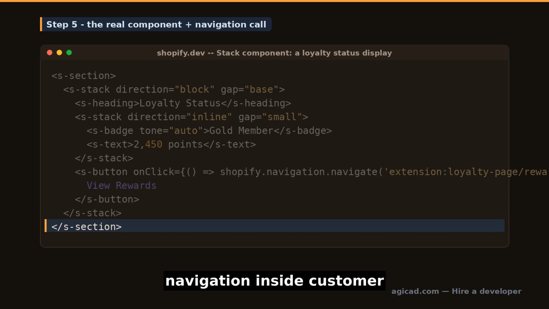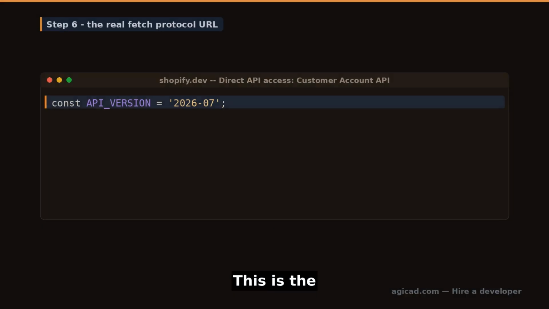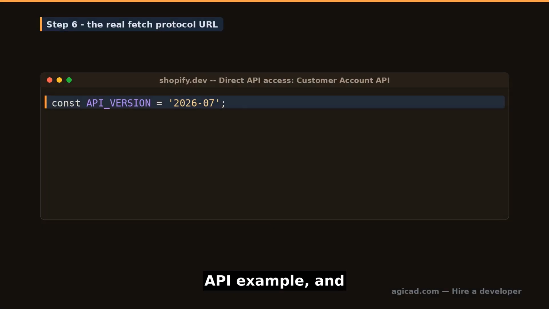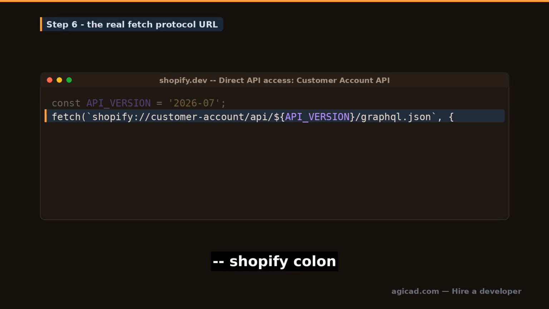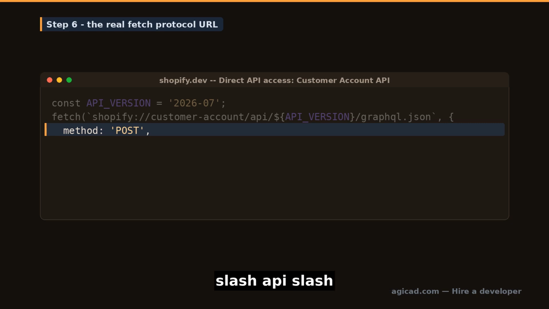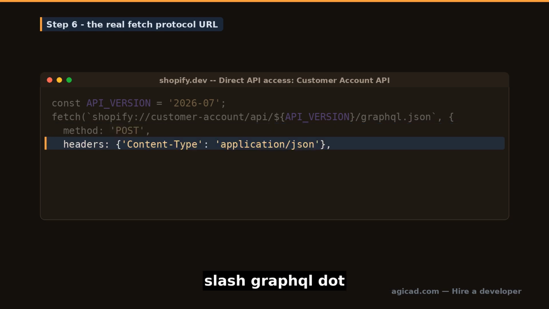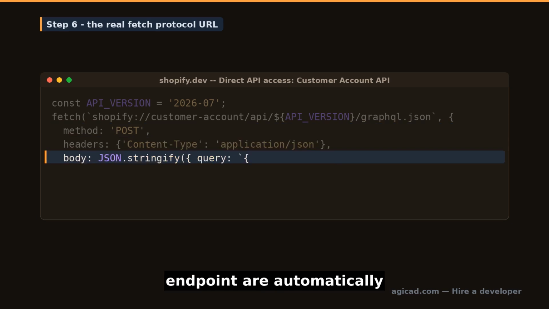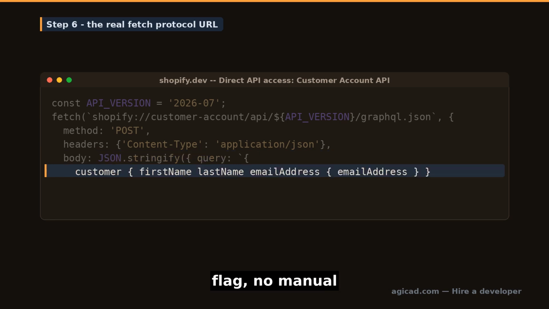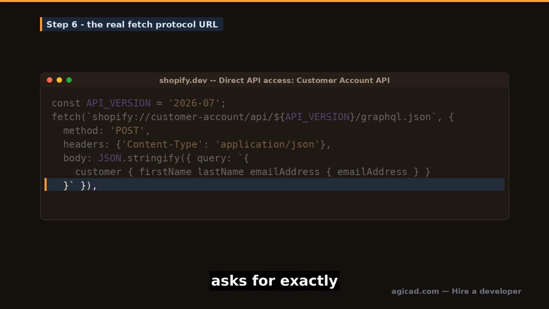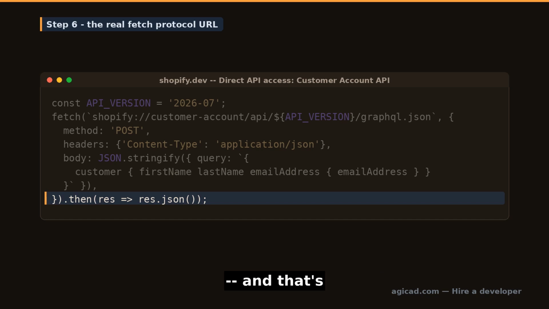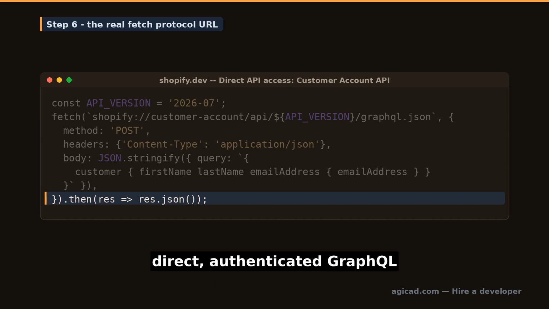This is the real customer account API example, and the detail worth catching is that literal Shopify protocol URL, shopify://customer-account/api/{API version}/graphql.json. The docs are explicit that requests to this endpoint are automatically authenticated, no capability flag, no manual session token, no separate auth step. The query itself asks for exactly 3 fields: first name, last name, and the customer's email address, and that's the entire real shape of a direct, authenticated GraphQL request to Shopify's own customer data from inside the extension.